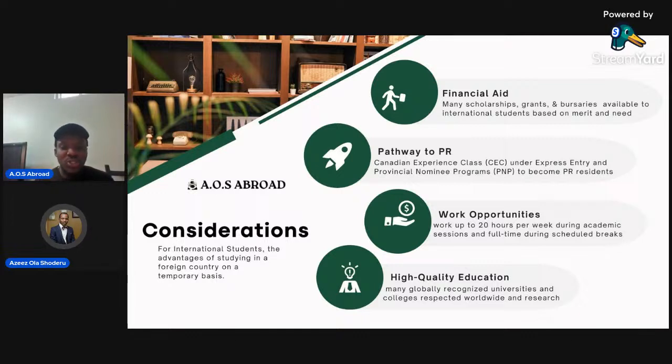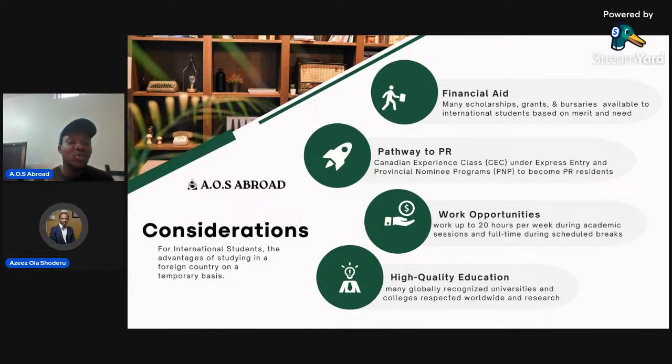Another thing is work opportunities. You can work up to 20 hours per week. I think now it's about 24 hours, based on the new changes in the policies of the IRCC, during the academic sessions, and full time. You can work even full time during the scheduled breaks or after you are done with your schooling if you qualify for the PGWP. Now, another thing is the pathway to permanent residence.